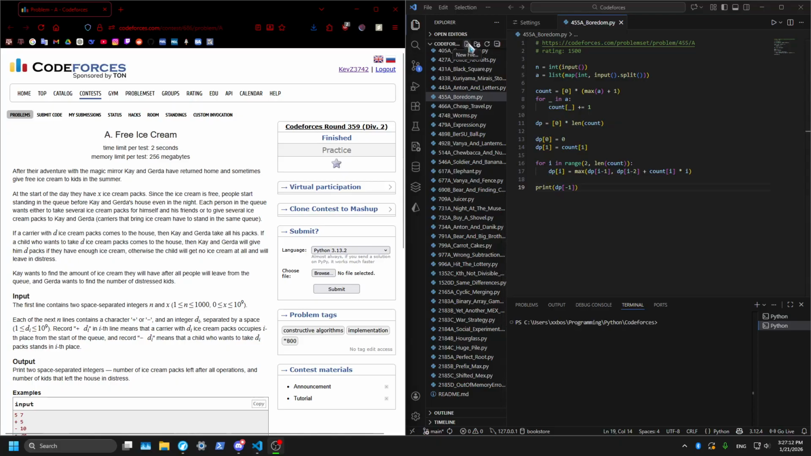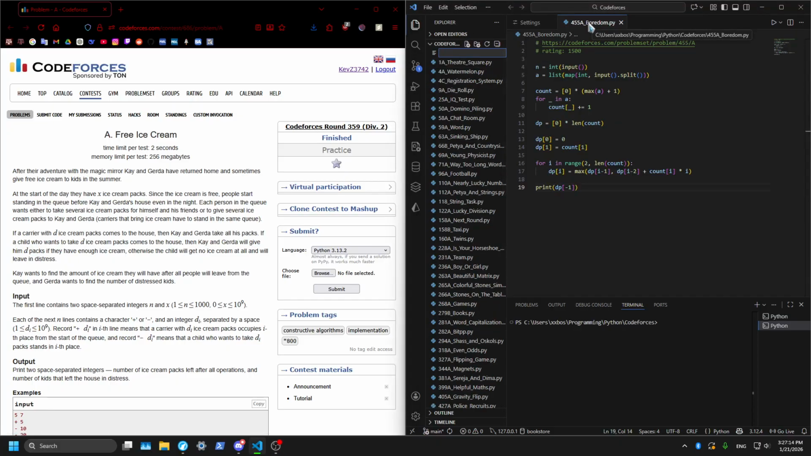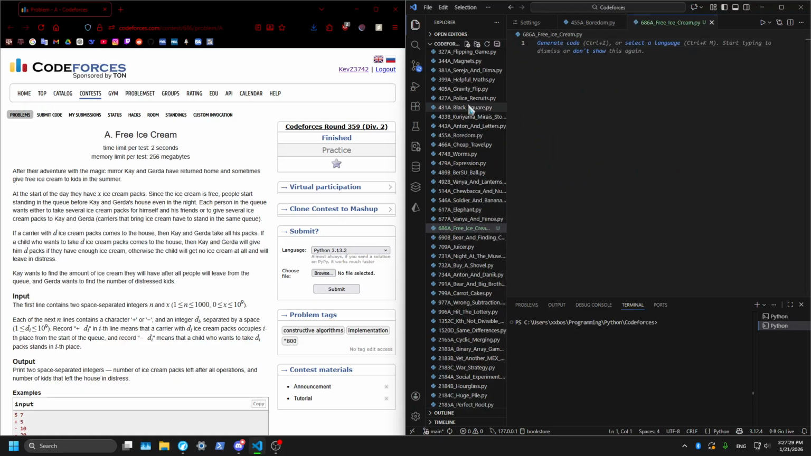Free ice cream. 686A. Free ice cream. I love ice cream. Too bad it's cold right now. But I will never say no to some ice cream.